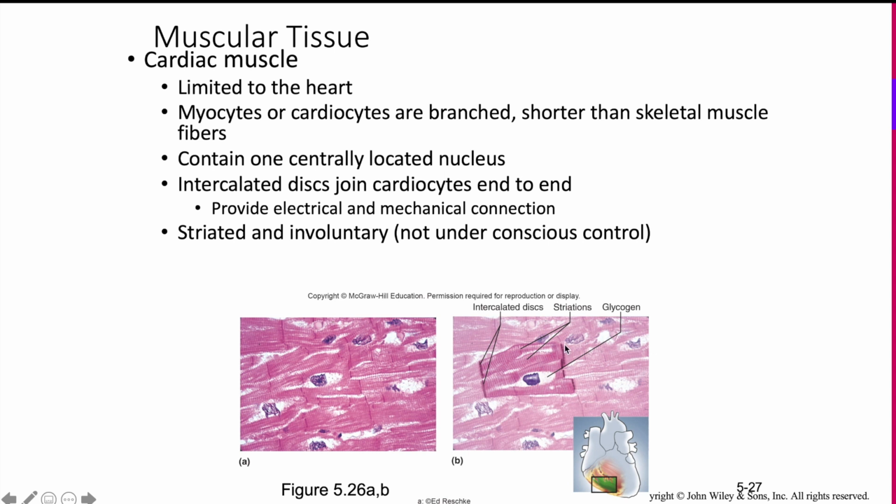And then these bands that are much darker than the typical striations are called intercalated discs, which is the mechanism for these cardiac muscle cells to communicate with each other and to contract rhythmically all together. So again, these are found inside the heart. These are involuntary, they are striated, and they have intercalated discs. A very common test question is to point the pointer onto the intercalated disc and ask you what that is. And so make sure you know that.